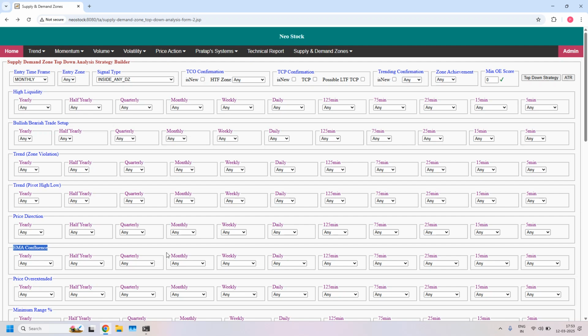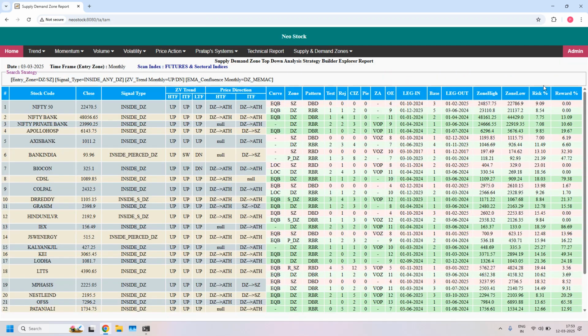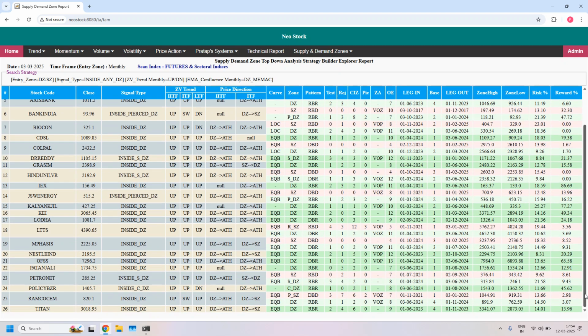So in the EMA confluence at monthly, I'm setting the filter. And trend also at monthly, not sideways, only up or down. Now the list is reduced. First 22 stocks in the list. Scrolling the list down. So total 26 stocks. Price closed inside the monthly demand zone, and those monthly demand zones are having monthly EMA confluence. Okay, next.